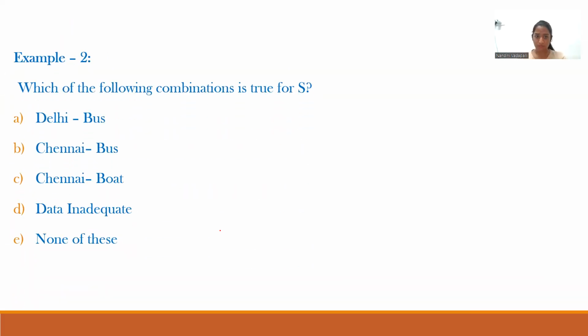Okay. Example 2. Which of the following combinations is true for S? So for S, tell which one? Option C. Correct. Chennai and boat. All of you are fine with the same answer? Nobody has any doubts? Yes, ma'am. Yes, ma'am. Okay.